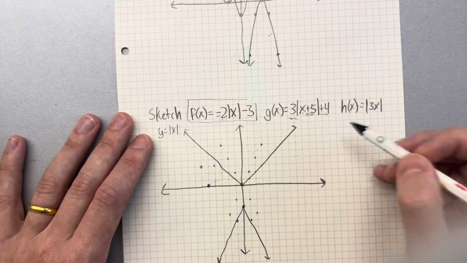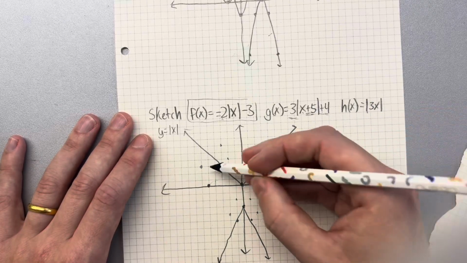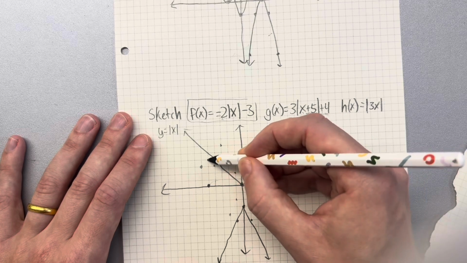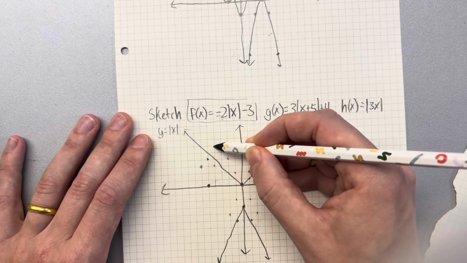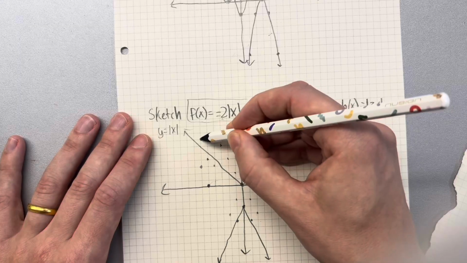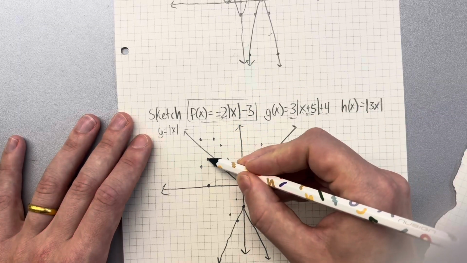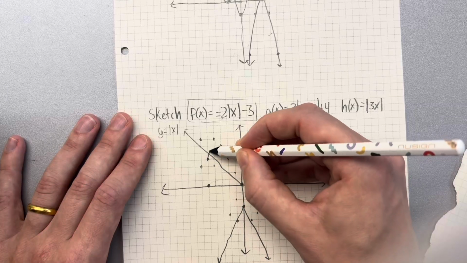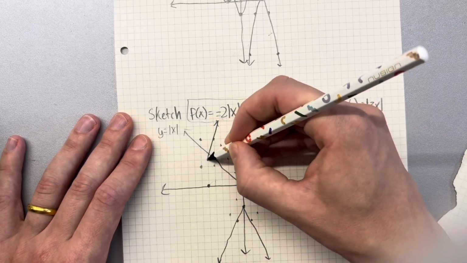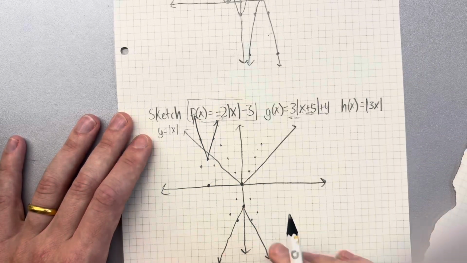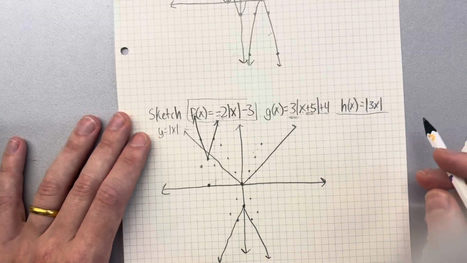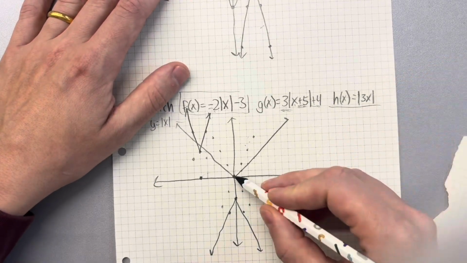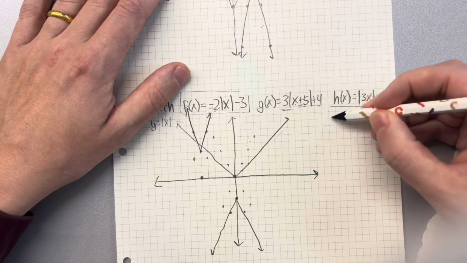But then we're going to translate or shift up 4. So let's not finish it off. Let's shift up. 1, 2, 3, 4. So here's the beginning. It's going over 1, up 3 because of the vertical stretch of 3. Something like that.